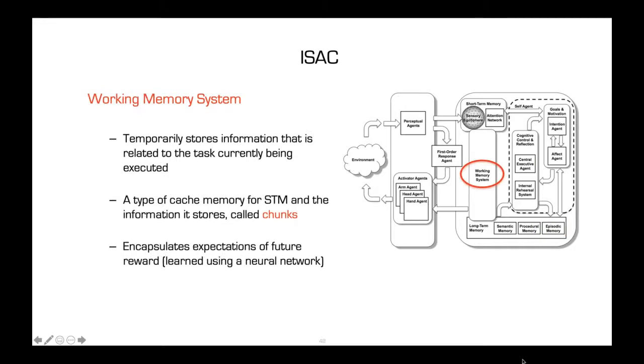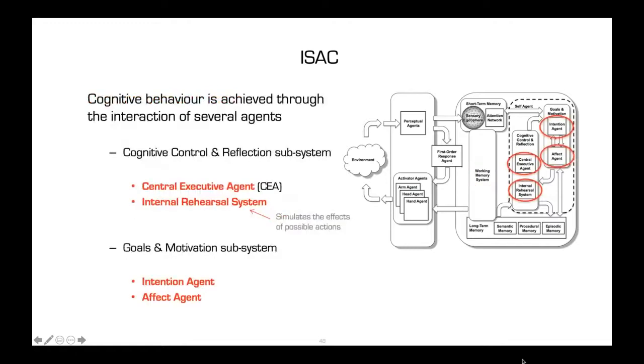The working memory system in Isaac temporarily stores information coming from the short-term memory and the long-term memory. In this particular case, Isaac has a type of short-term cache memory, but it's actually modeled on one of the original models of working memory by Baddeley, back in 1974 and 1986. So it's built on a sophisticated model of working memory from cognitive science.